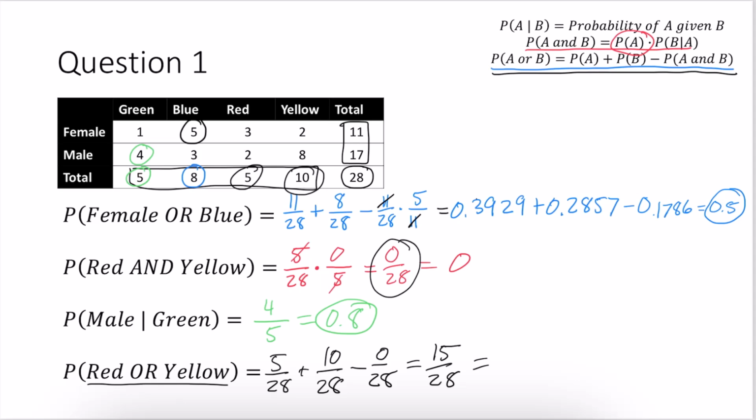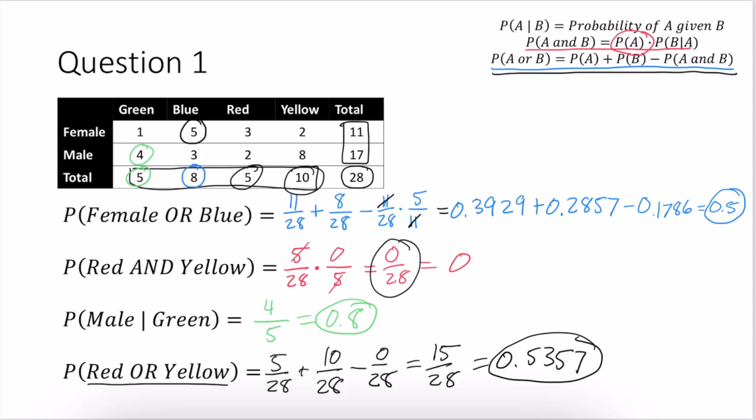But regardless of which method you use, 15 divided by 28, or all of those individual decimals added and subtracted together, will give you 0.5357. And that would be your answer for that one.